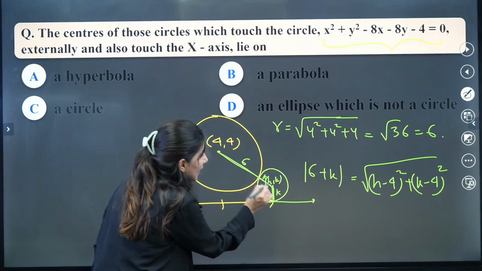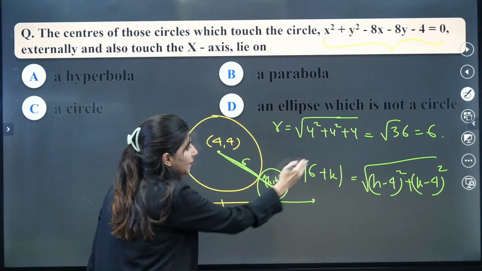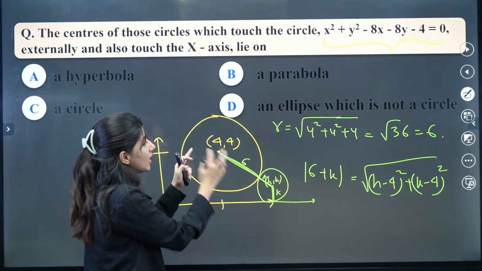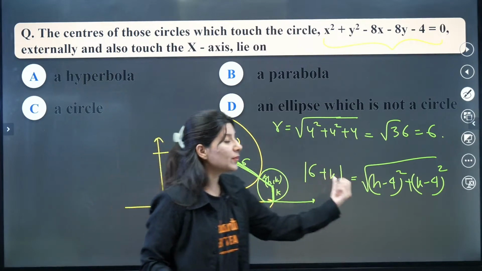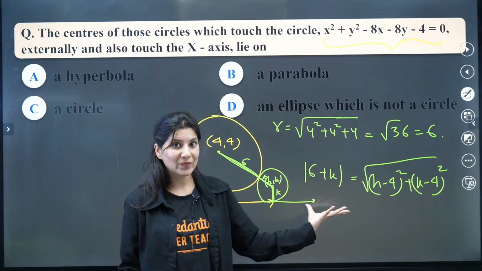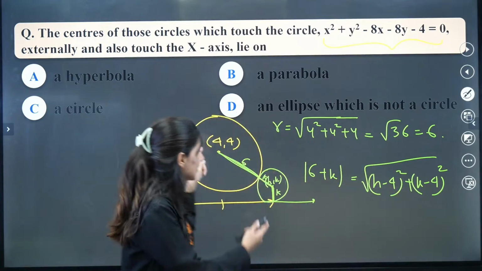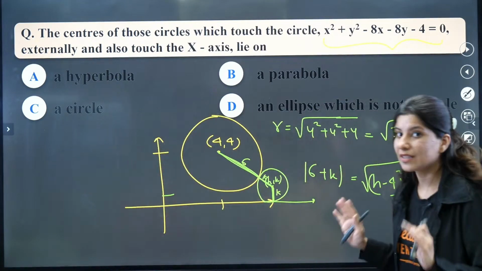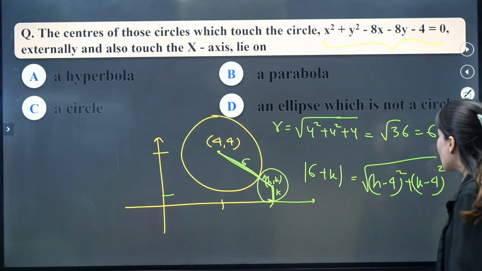So this will be k, this will be 6, k plus 6. This whole distance between centers, because they touch each other, will be equal to the sum of the radii of both the circles. Right? Distance between centers will be the sum of radii of both the circles if they touch each other. This is the condition which we have applied. Now square both the sides.